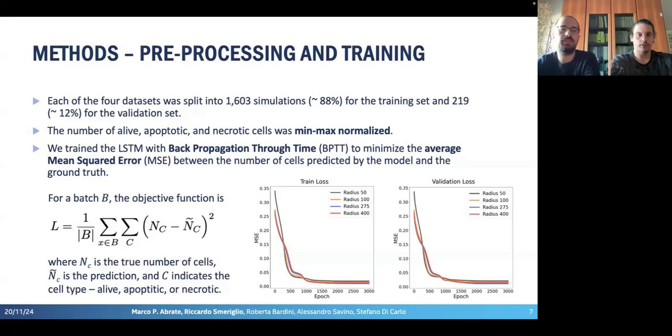And finally, we trained our LSTM using backpropagation through time, and we minimized the objective function, which was set to the average mean squared error between the predicted number of cells and the ground truth. You can see the objective function defined on the bottom, and on the bottom right, you can see the trends of the training losses and the validation losses for each of the tumor radii that we used.